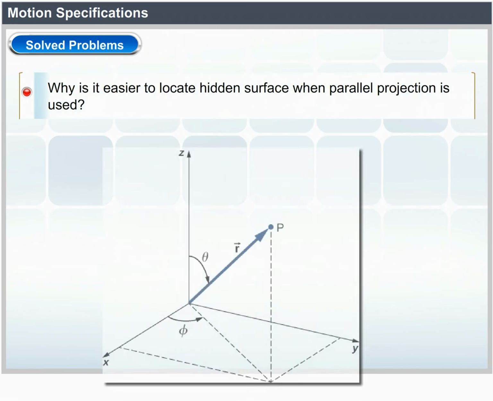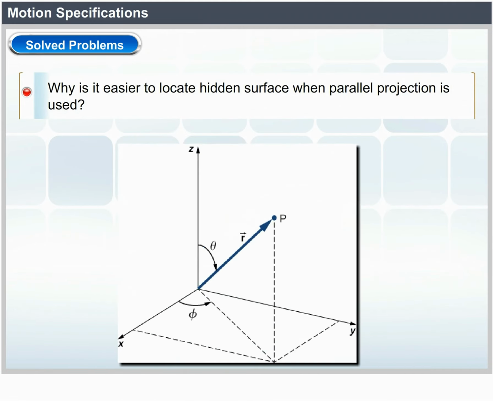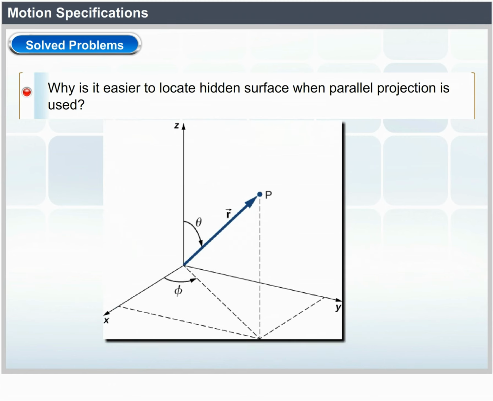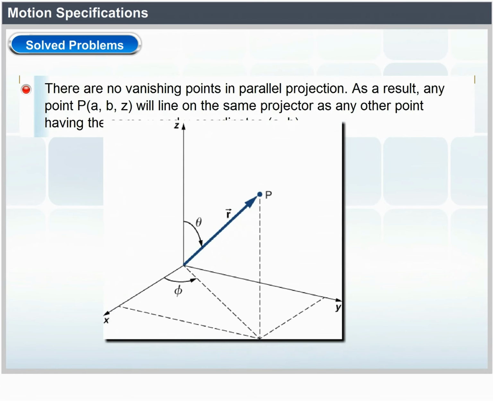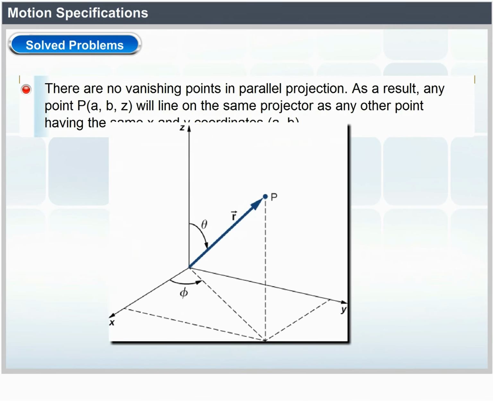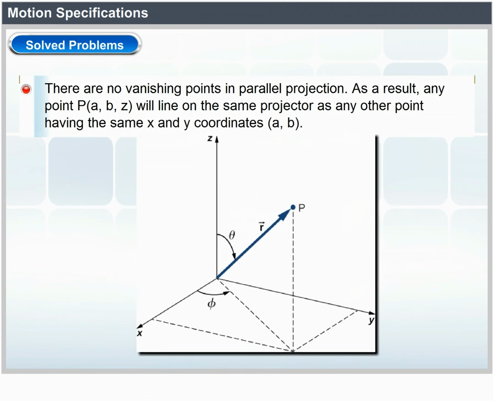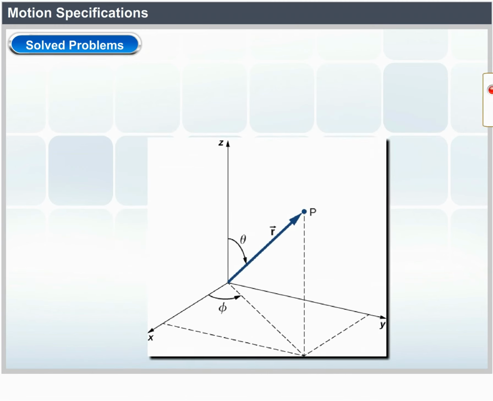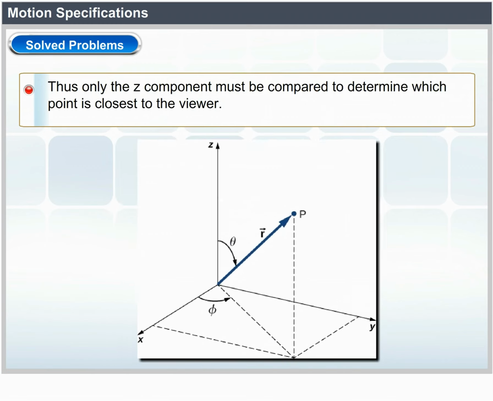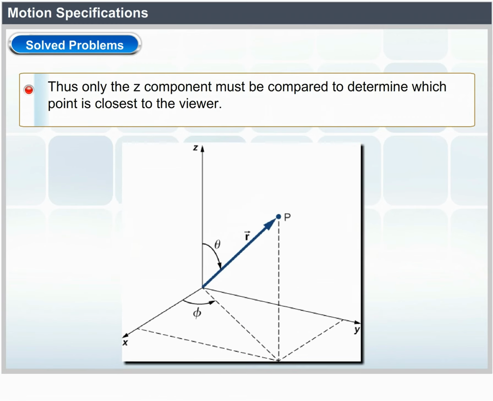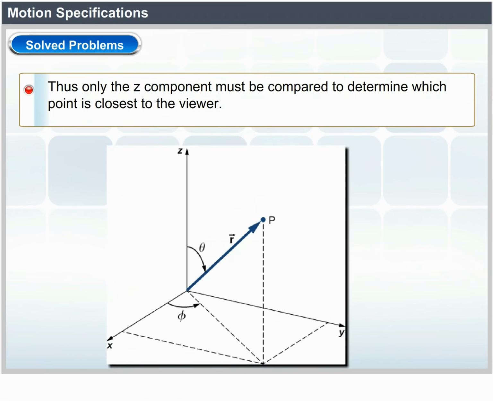Why is it easier to locate hidden surfaces when parallel projection is used? There are no vanishing points in parallel projection. As a result, any point P, (A, B, Z), will lie on the same projector as any other point having the same x and y coordinates, (A, B). Thus, only the z component must be compared to determine which point is closest to the viewer.